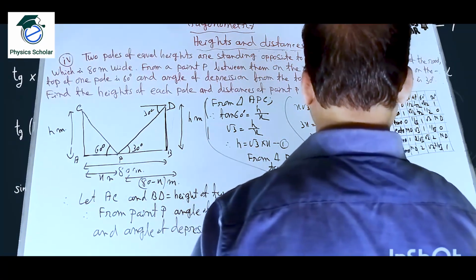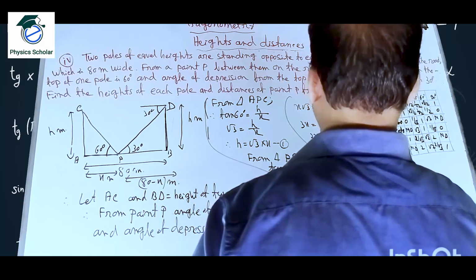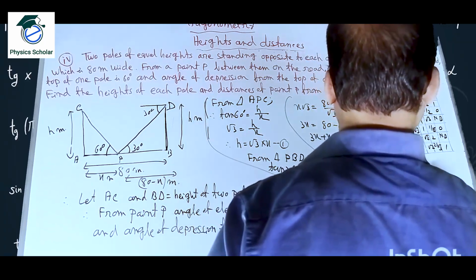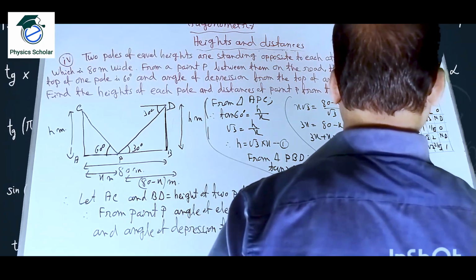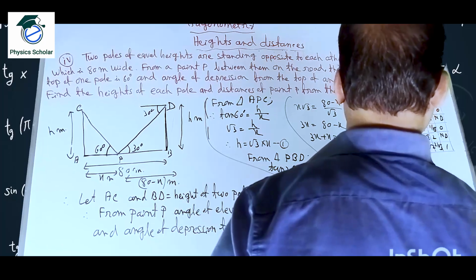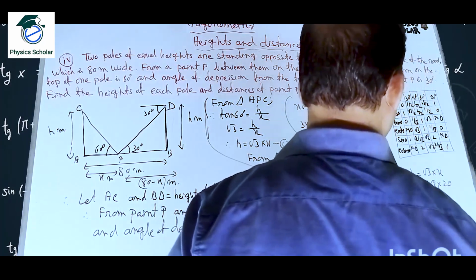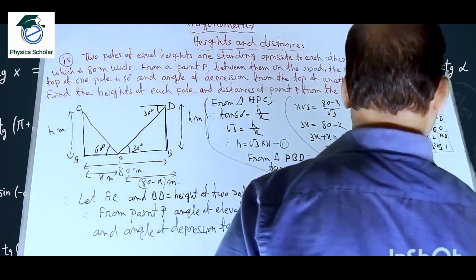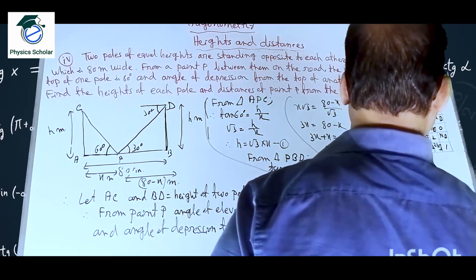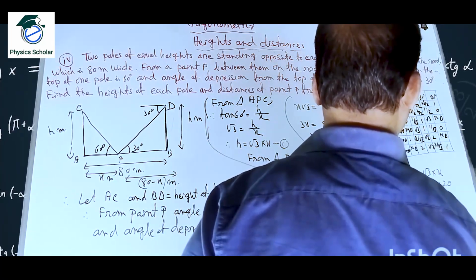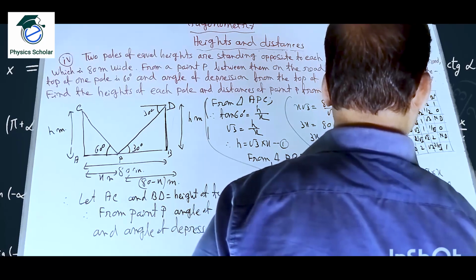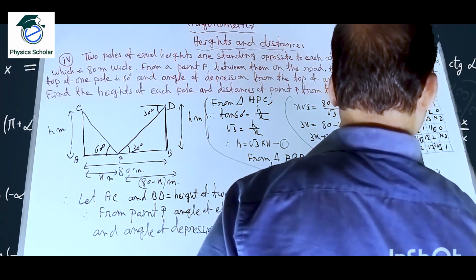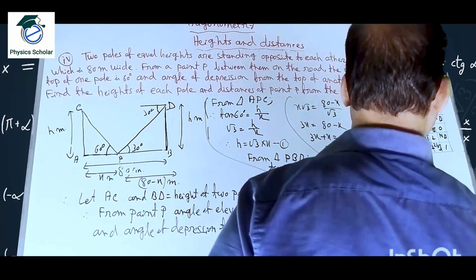So from equation 1, what do we get? h is equal to root 3 into x. That means root 3 into 20. Clear? Root 3 into x, where x is 20. So 20 root 3 meters. That will be the height of the tower. Tower is equal to 20 root 3 meters.